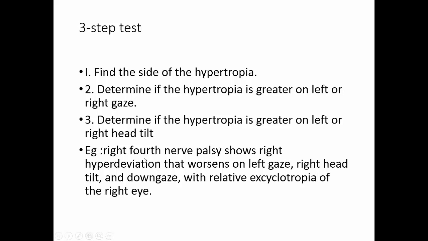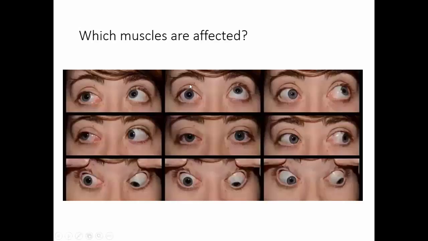But if you just remember, right fourth nerve palsy causes right hyperdeviation that worsens on left gaze, worsens on right head tilt, and also worsens on down gaze with a relative excyclotropia of the right eye. That should be enough. Right? Because other vertical recti palsies are not very common, and medial and lateral rectus palsies are very obvious.